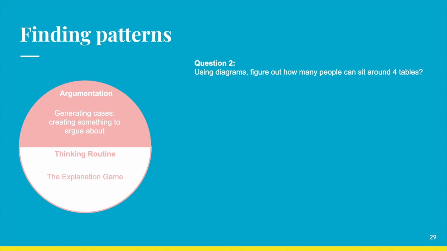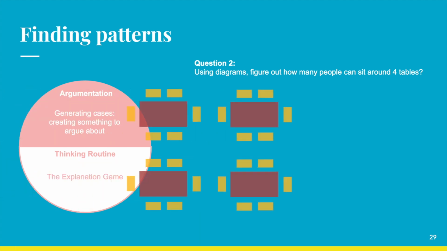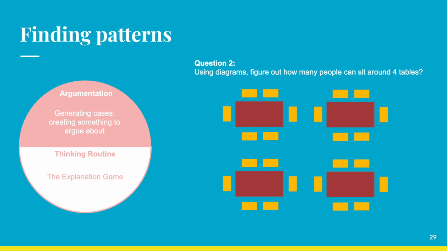Moving on to question 2, using diagrams, figure out how many people can sit around 4 tables. So again, students will be given the chance to consolidate the arguments through a question with a similar argument. A student can then use the second question to either confirm their first argument or change the argument verbally. For example, they might notice that their diagram was incorrect for question 1 and then prepare a new argument from question 2. So the teacher will then be able to see this instant feedback that the students are giving to themselves.